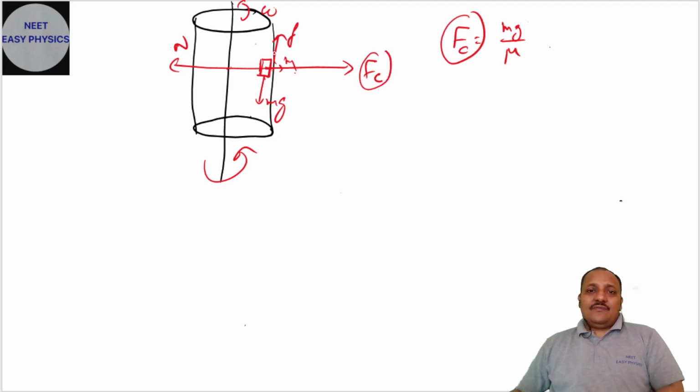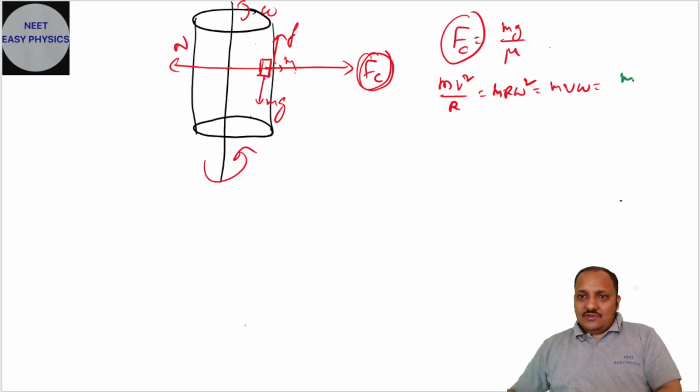If we switch on the fan, it will rotate because of centripetal force. On the fan, if you place any object on the wing of the fan, that object will move away from the fan because of centrifugal force. So for this centrifugal force formula, we have three equations in total: mv square by r, mr omega square, mv omega. So whichever you want, depending on the question, you have to write it equal to mg by mu.